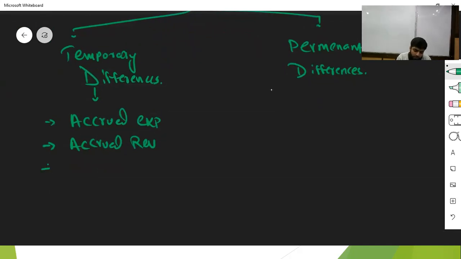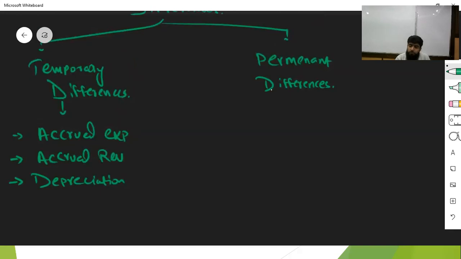Let me identify another temporary difference, that is depreciation. We record the depreciation as 500,000 in year one, but the tax department may allow you depreciation of 1 million in year one. There is a difference, but this difference will surely be resolved after 2 years or 3 years or 5 years. So this is also a temporary difference. These are the temporary differences between the tax and the accounting profits.